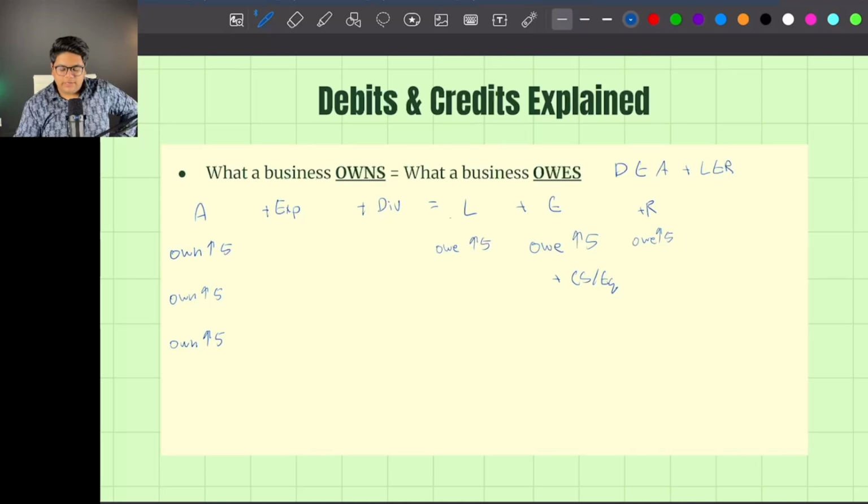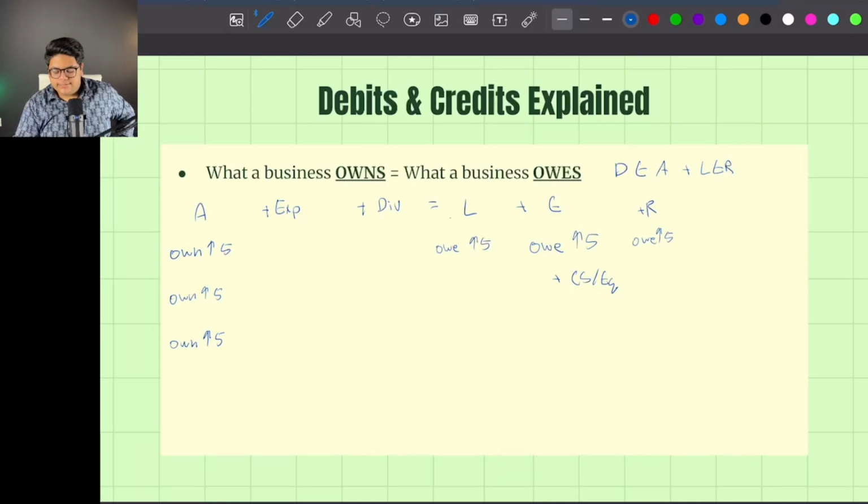So we understand that whenever your assets increase, the amount that you own increases. Whenever your liabilities increase, the amount that you owe increases. Whenever your equity increases, the amount that you owe increases. And whenever your revenues increase, the amount that you owe increases, because the revenue isn't the business's, it's the shareholders'. When your revenue increases, you owe it to the shareholders. So now let's look at expenses and dividends.